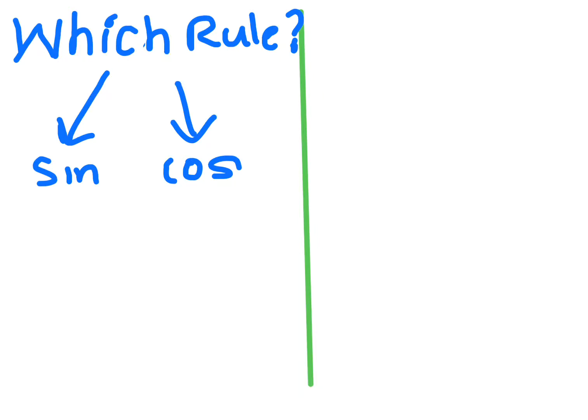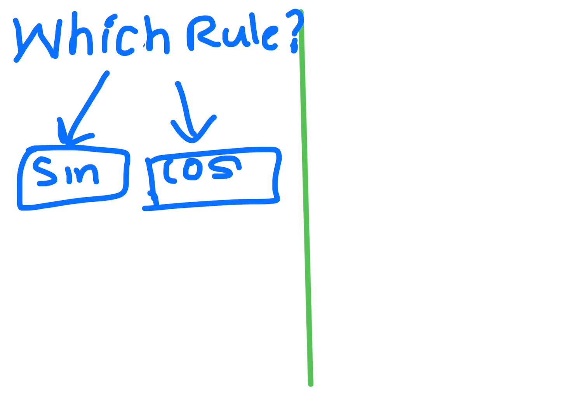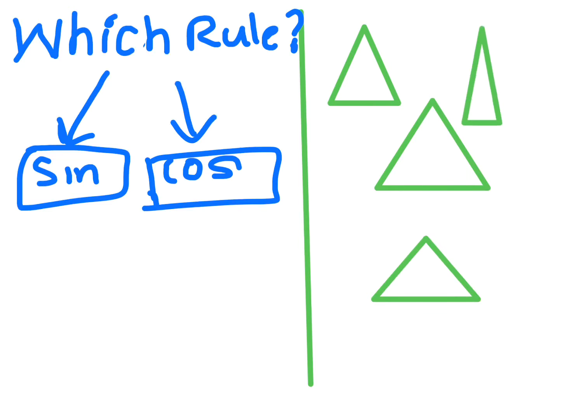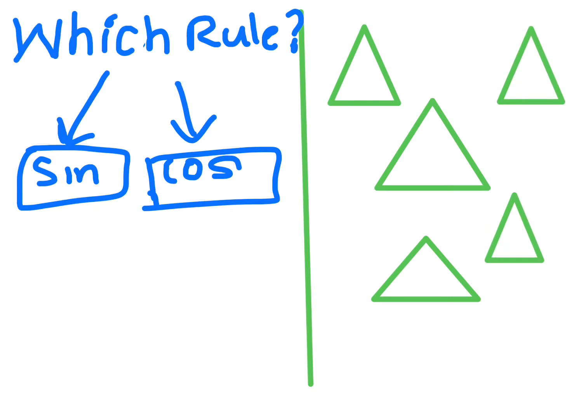Just looking at which rule. Is it the sine rule or the cosine rule? Okay, so this is for a non-right angle triangle. So if we look at a few different triangles, I'm just going to look at them and get them ready. And we're just going to work out which rule.